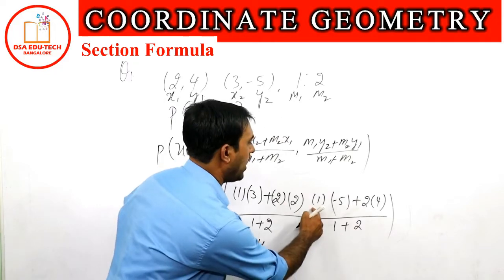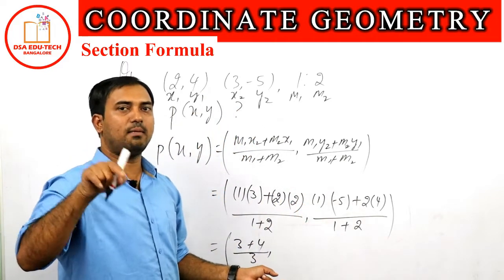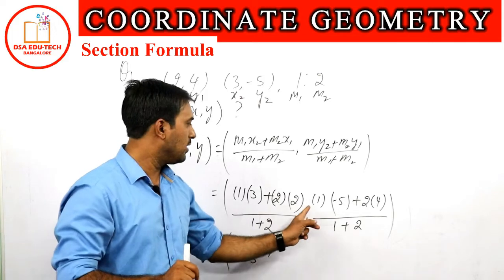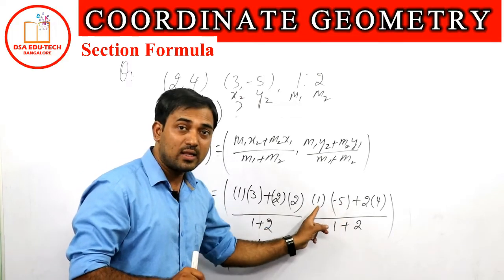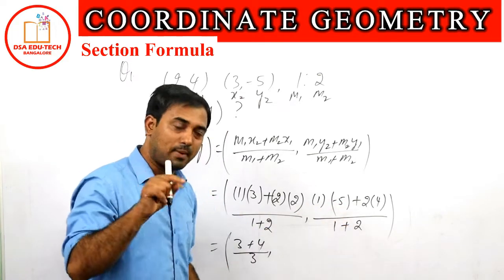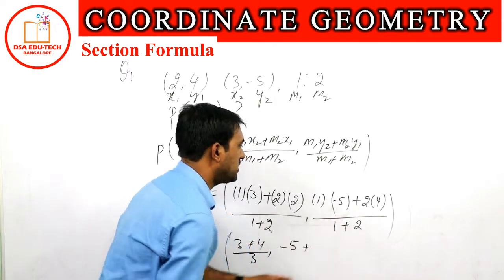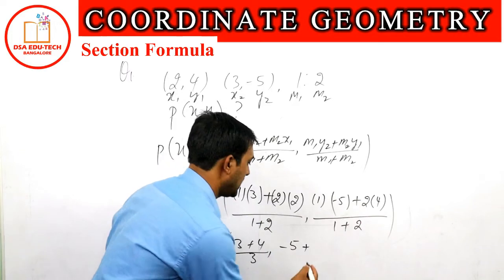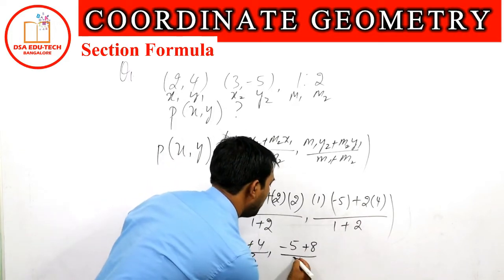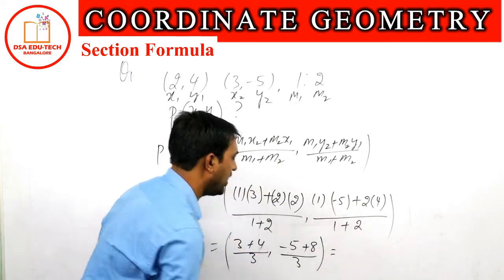Then 1. Before I multiply the number, I have to multiply the sign. Plus 1, that is a plus into minus is minus. 1 into 5 is 5. Plus 2 into 4 is 8 divided by 3. So let me continue here.